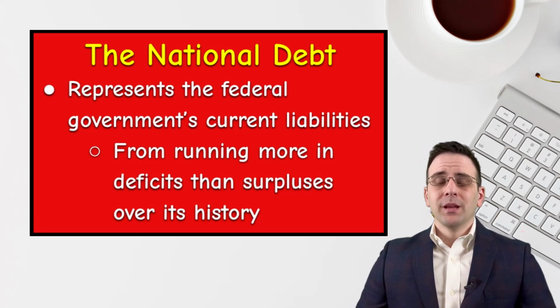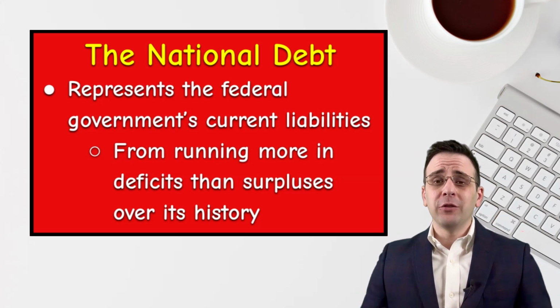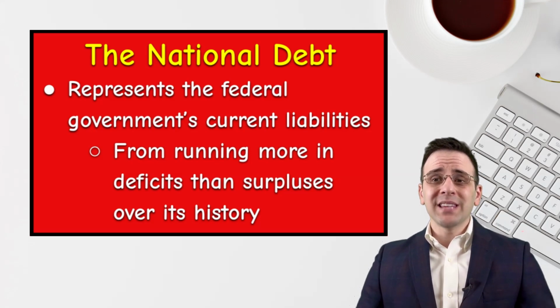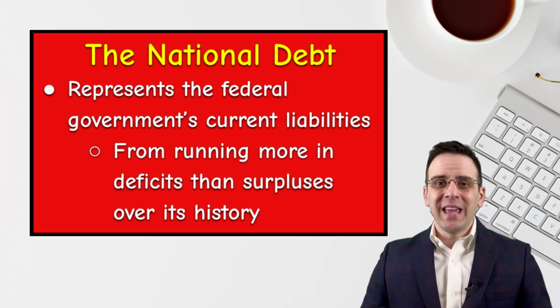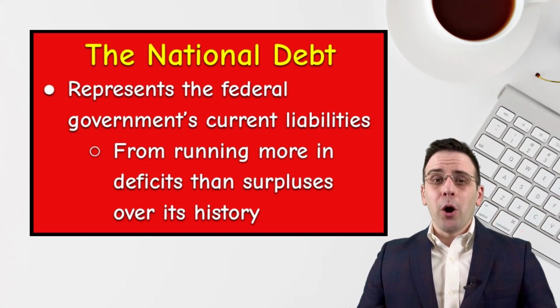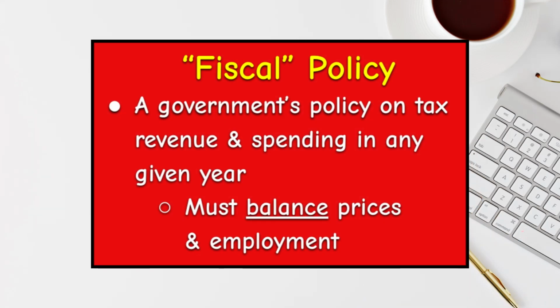As we learned in a previous class, a primary way the government borrows money is by issuing Treasury bonds. The total amount owed by the federal government at any given point in time is called our national debt and represents borrowing to fund deficits over the years as well as interest owed on the debt. A government's policy on tax revenue and spending taken together is called fiscal policy. As you can see, fiscal policy needs to strike the right balance between inflation and employment, which is not easy.